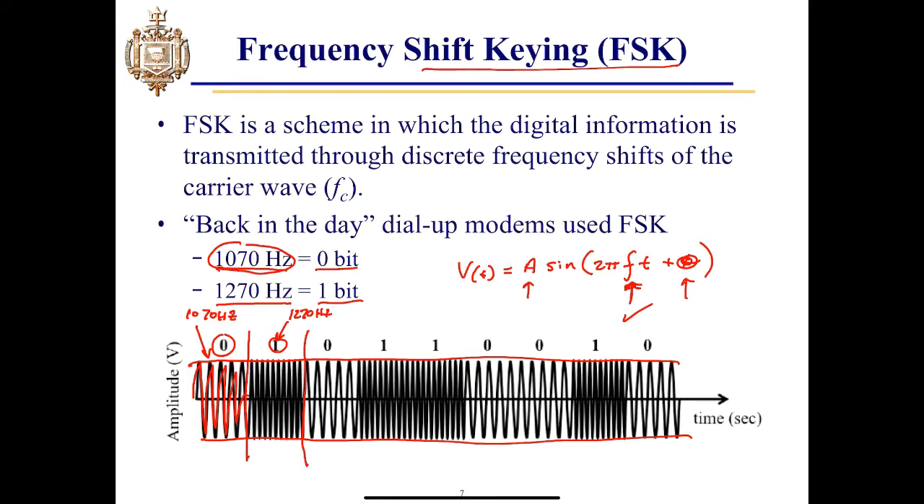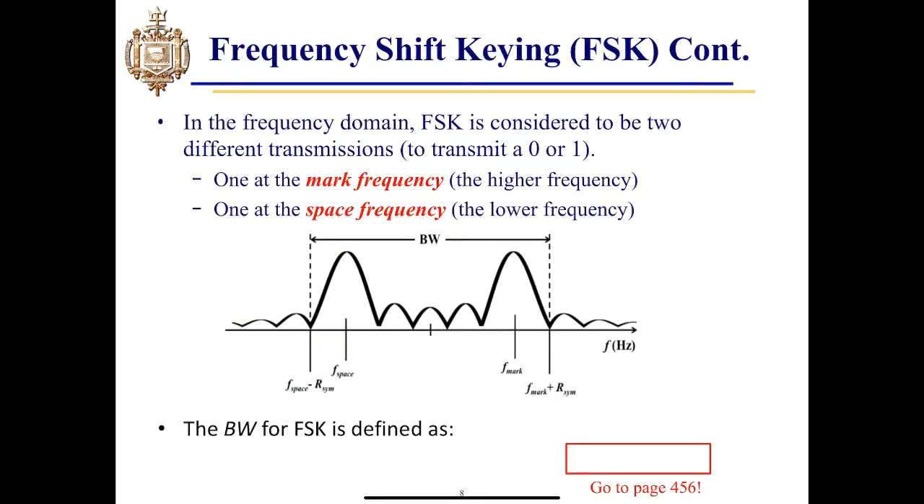Now, what does it look like in the frequency domain when we're calculating bandwidth? Some terminology here. The higher frequency component is called the mark frequency. Let's say the higher frequency represents a 1 bit. The higher frequency is called F mark, and then the lower frequency is called F space.